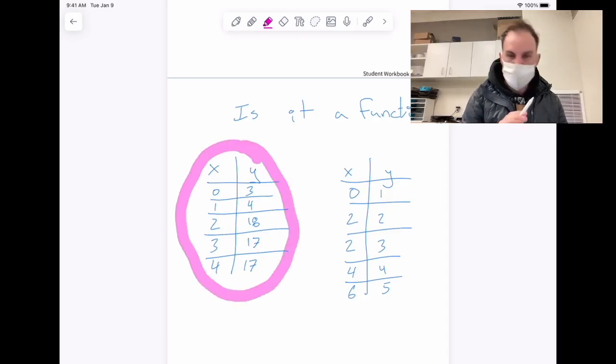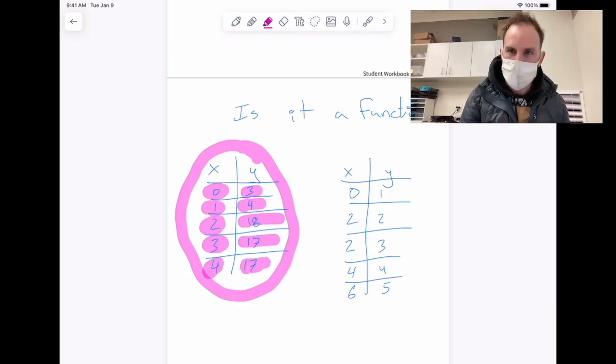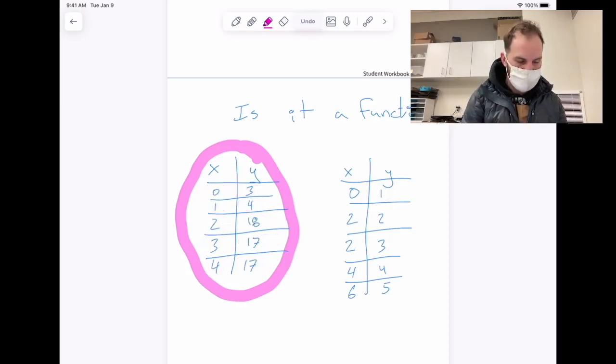Pretty much all I want to say is that, look, this table shows us a function, right? Because the main rule of a function is that every input has just one output. So the input of 0 has 3, the input of 1 has 4, the input of 2 has 18, the input of 3 has 17. The input of 4 also has 17, but 3 and 4 still just have one output. So this is a function.